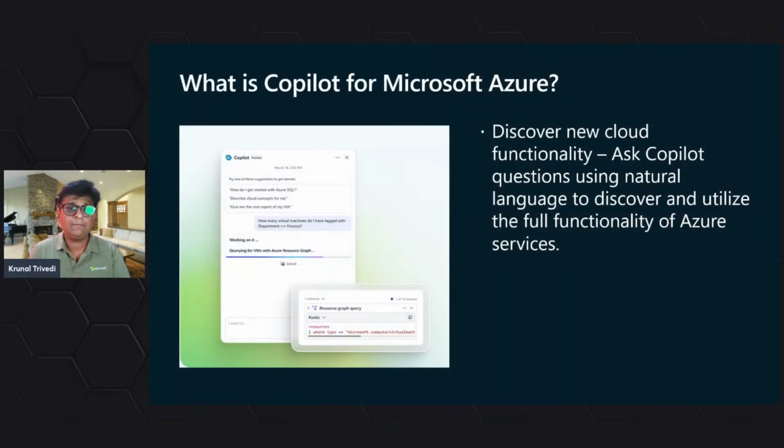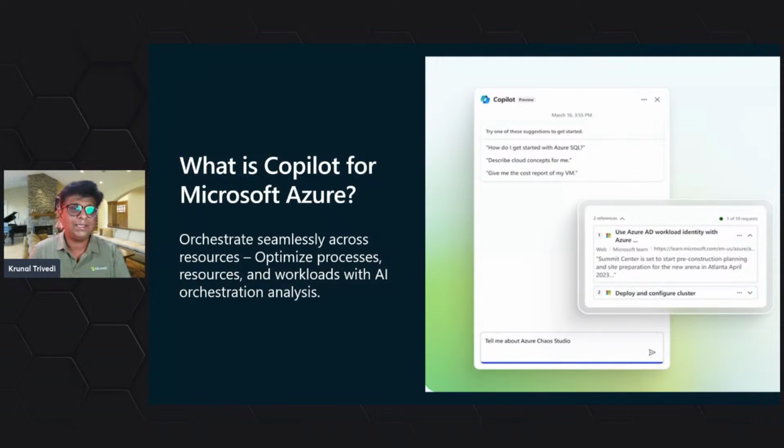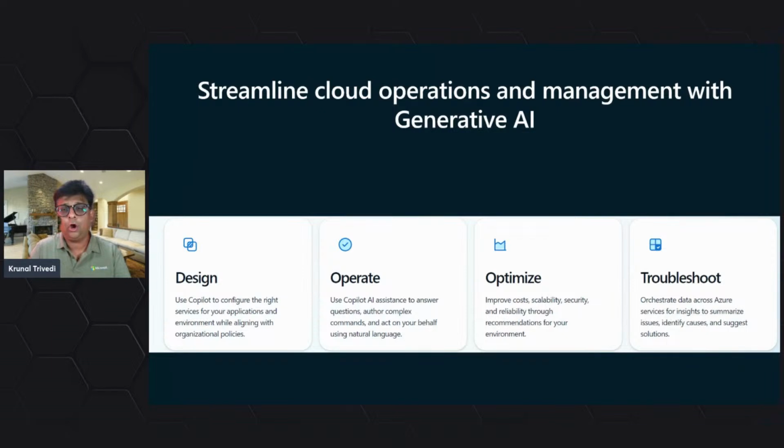Using Copilot, you can discover new cloud functionality. You can ask Copilot questions using NLP to discover and utilize the full functionality of the Azure services. You can orchestrate seamlessly across resources, optimize processes, resources, workloads with AI orchestration analysis, and more. Copilot spans all across various phases of Azure cloud, starting from designing, operations, optimizations, as well as troubleshooting. So you can streamline all of your Azure cloud aspects.